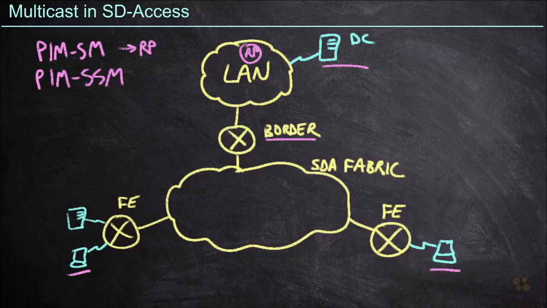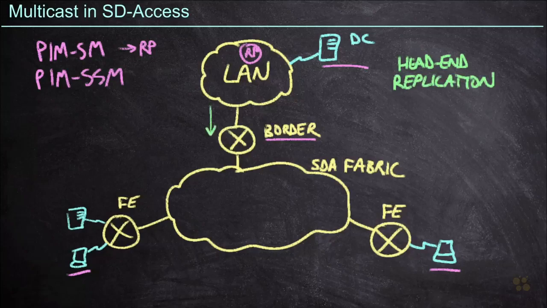Now when we log into DNA Center to configure multicast, we are going to be presented with two different options for how to configure it. The first option is going to be called head-end replication. When a packet arrives from a source, whether that's on a border node or an edge node, if we have head-end replication configured, then that node itself is going to be responsible for replicating the traffic.